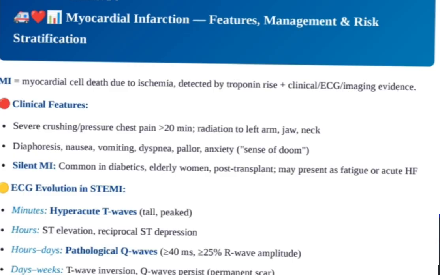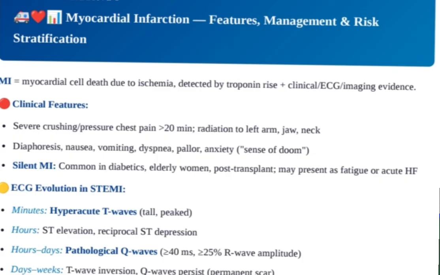It really was. But before we sign off, I know you had one final thought you wanted to share about the ECG timeline. Yeah, I do. It goes back to those pathological cues we talked about. The notes mention that they persist as a permanent scar on the ECG. Right. I want you to really think about that.